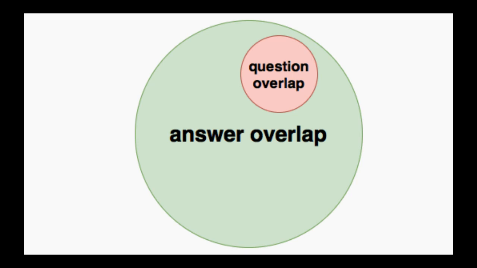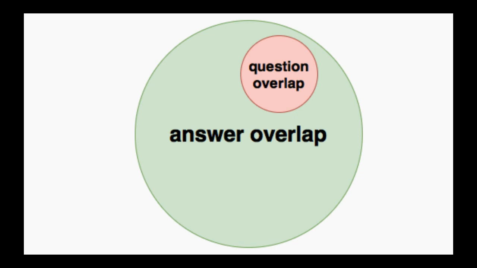So there are two types of overlaps. The first one is called answer overlap. It's not straightforward to understand what this means, but basically it's very simple. It's about how to interpret the implications of this answer overlap. It says that if the answers to your test questions are also present in your training data, then you consider it answer overlap. For example, you may ask, where is baseball originally from? Maybe this is a test question. The answer is the United States.